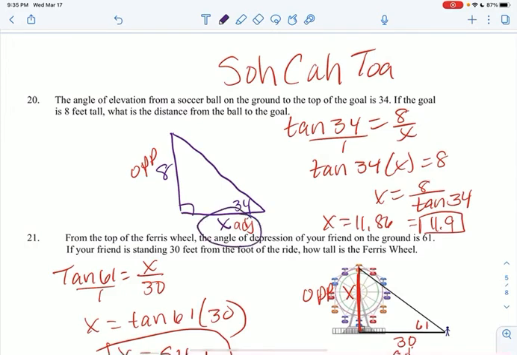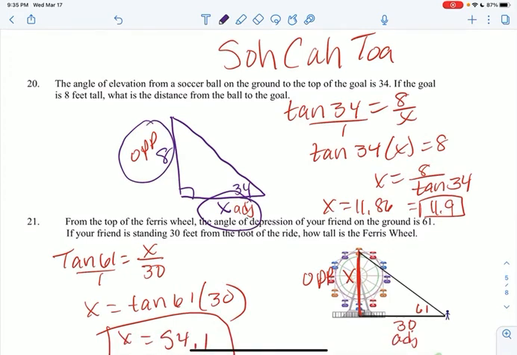So that's adjacent, and the 8 is opposite. Therefore, I'm using tangent. So tangent of 34 equals 8 over x. Again, cross multiply, solve for x by dividing by tangent of 34, and I get 11.9.